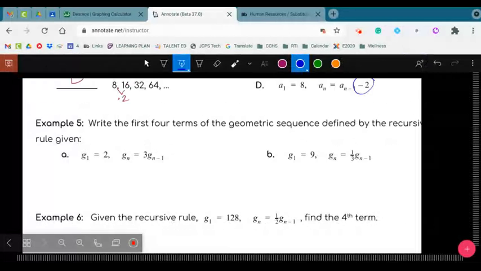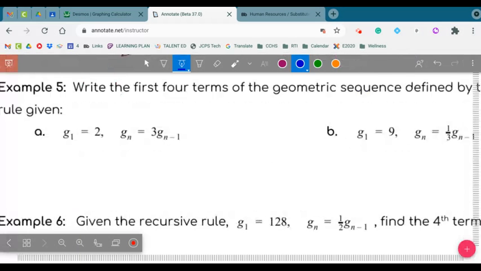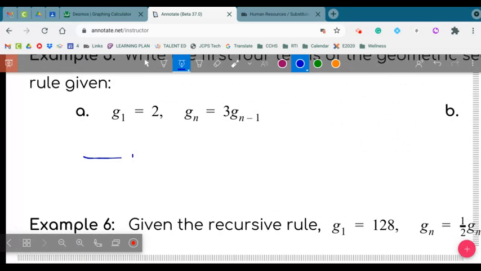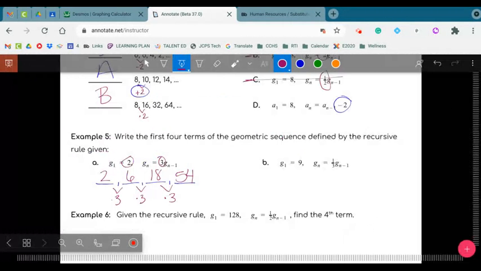Okay, the next part says write the first 4 terms of the geometric sequence defined by the recursive rule. So I'm going to draw my 4 lines. I start with 2, and then I'm multiplying by 3. So 2 times 3 is 6. 3 times 6 is 18. 18 times 3 is, I can't remember this off the top of my head, 54. There's my first 4 terms.